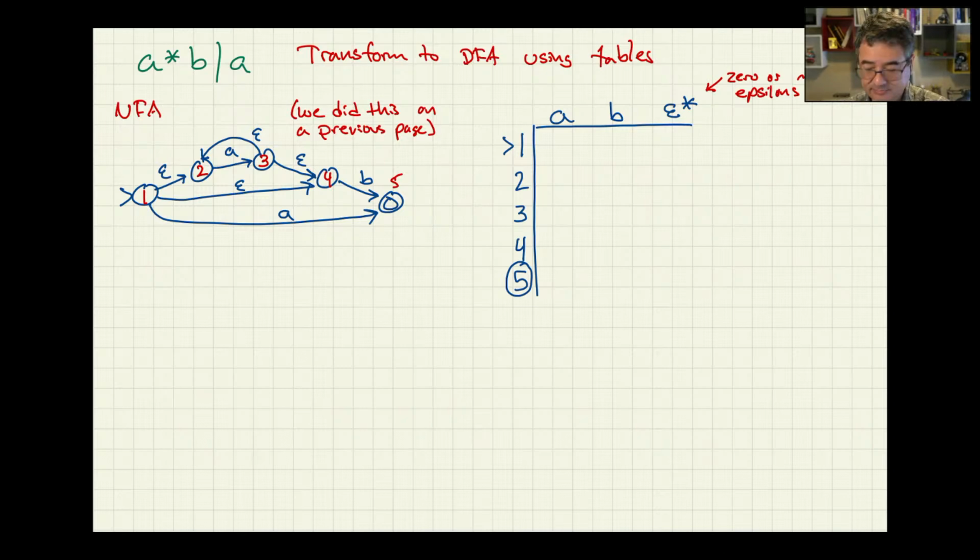Here's how you fill it in. For state number 1, if you're following an A, it takes you to number 5.